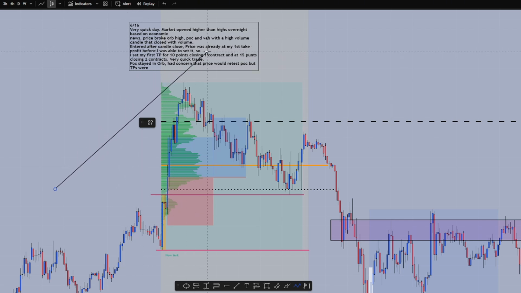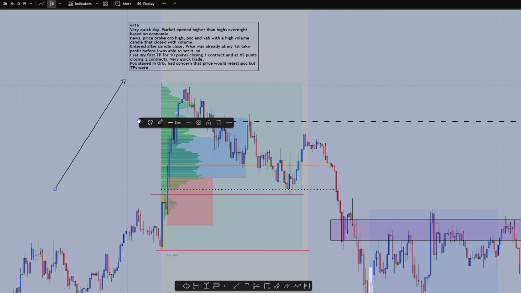Price was already at my first take profit before I was able to set it. So I set my first take profit for 10 points, closing one contract, and at 15 points closing two contracts. Very quick trade. Point of control stayed in ORB. Had concern that price would retest point of control, but TPs were hit.